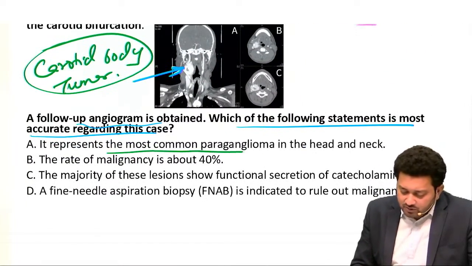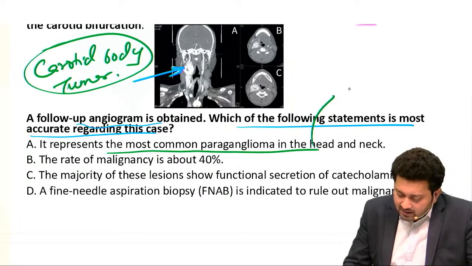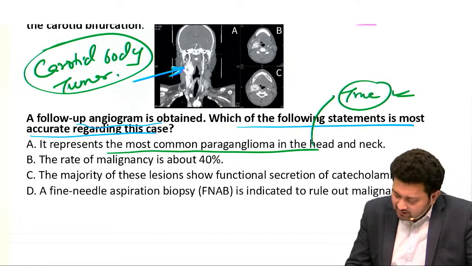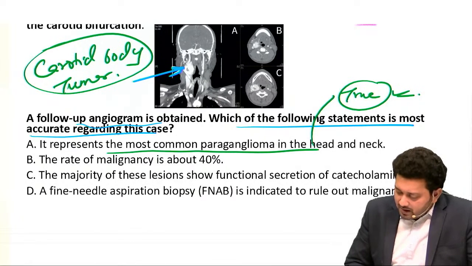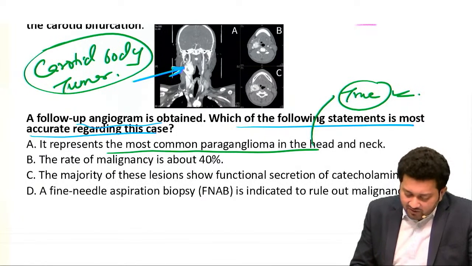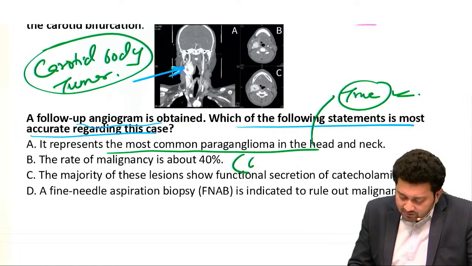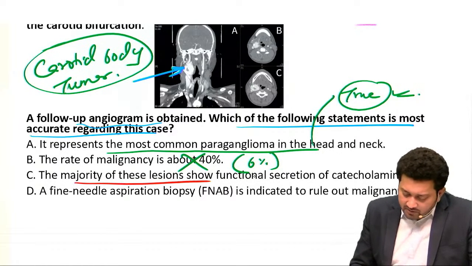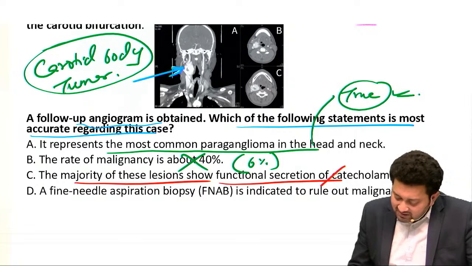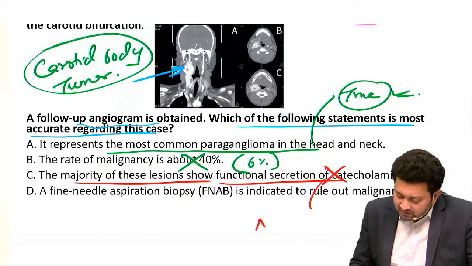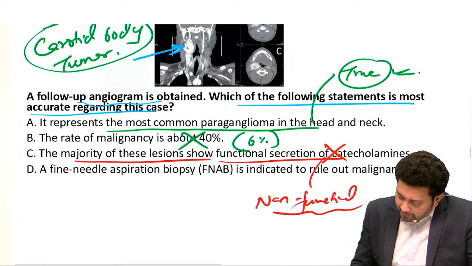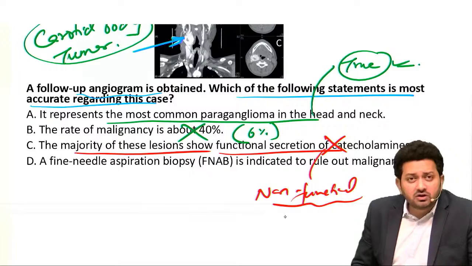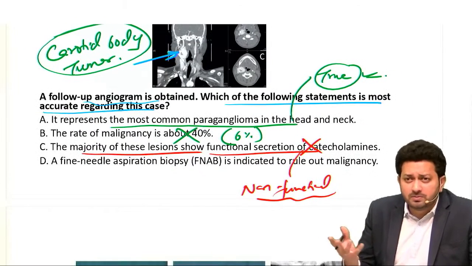It represents the most common paraganglioma in head and neck. That is the true statement. This is correct. Rate of malignancy is 40%? No, it is almost 6%, less than 10% is the rate of malignancy. Mostly it is a benign tumor. Majority of these show functional secretion? No, it is non-functional. It does not secrete any catecholamine. Okay, majority of these are non-functional. Maybe 1%, 2% can be functional.